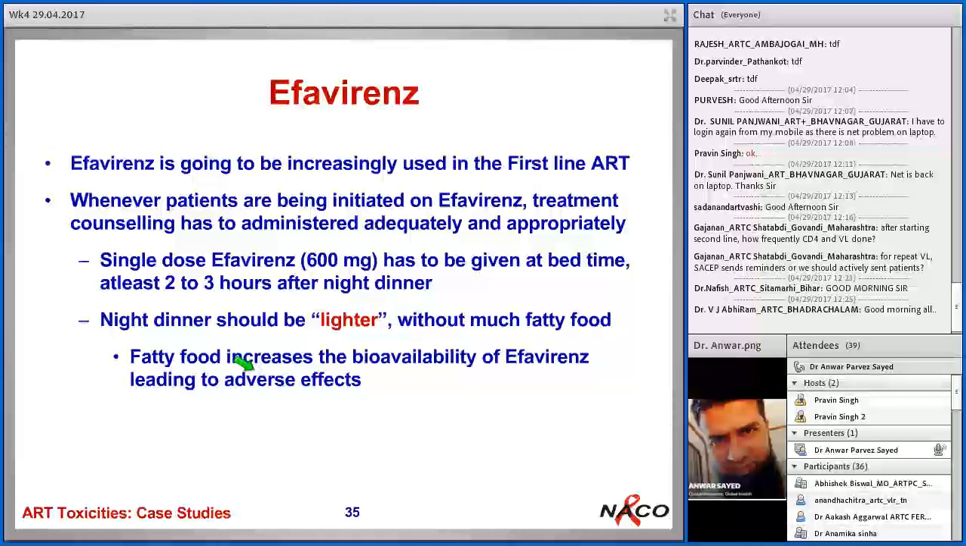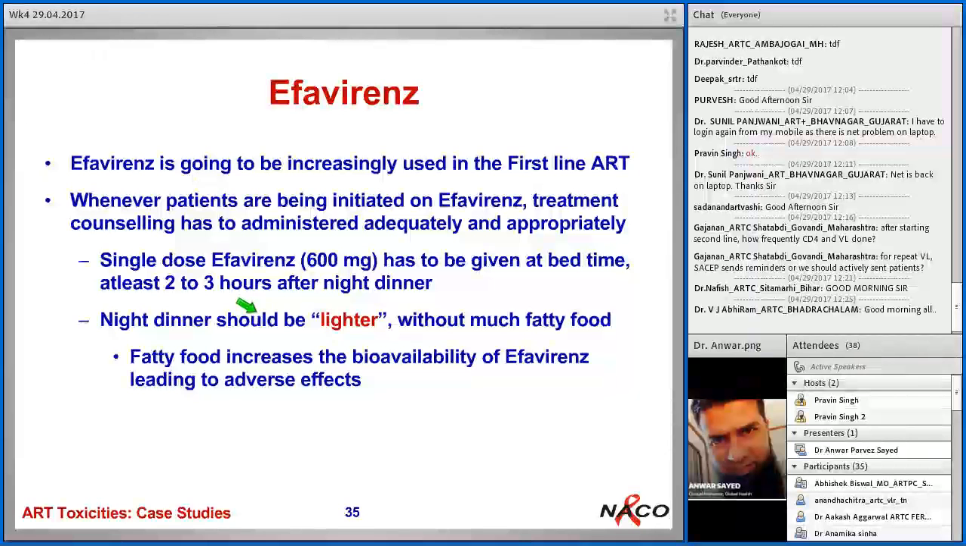Efavirenz, as I mentioned, the toxicity or side effects may vary from some mild confusion to again severe confusion, and also sometimes depression and suicidal tendencies. The easy way is counseling. I know it is very difficult sometimes.